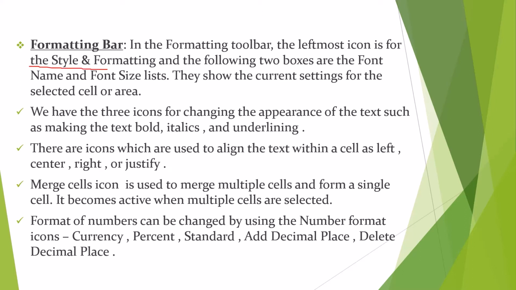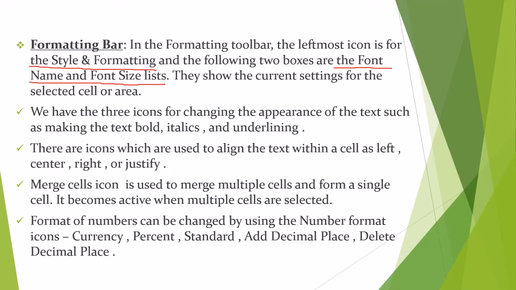Then the boxes following it will be font name and font size list. They show the current settings for the selected cell or area. Means whichever area or whichever cell is already selected, they will show the current setting. For example, what is its font name, what is its font size, it will display this.